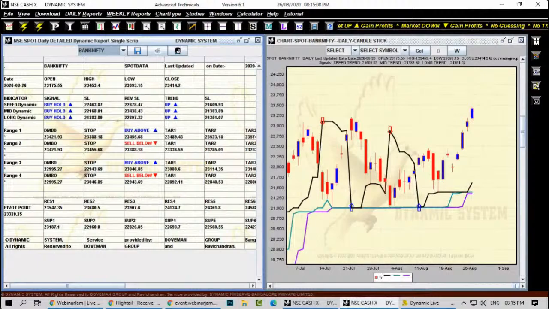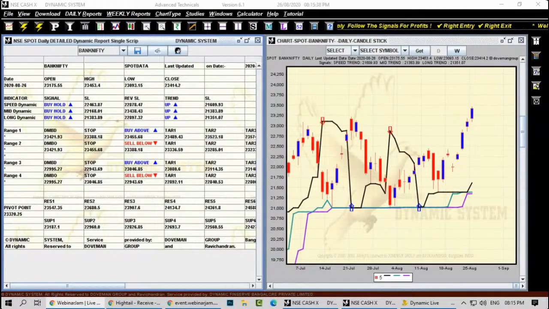Now, even in Bank Nifty, you all know that we are holding on to the long position. There is no exit as of now, and there is no trend edge point also on top. So we have to use range 4 or speed signal, whichever is lowest. Range 4 is 22,943 and speed signal is 22,463. So speed signal is the lowest. So let us calculate 0.5%. It is almost 112, round it up to 113 points.